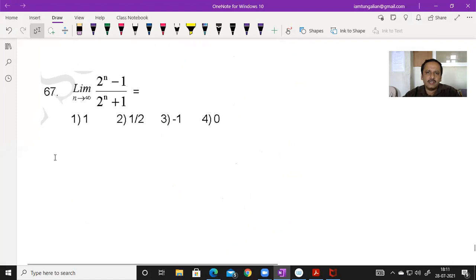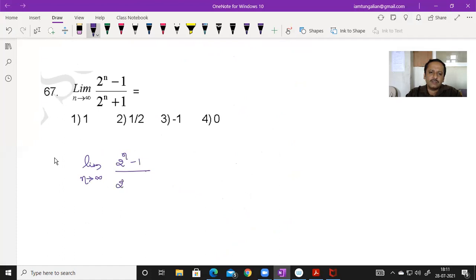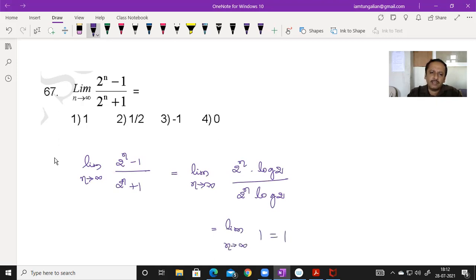Okay, have a look at this. Limit n tends to infinity of (2 power n minus 1) divided by (2 power n plus 1). If I directly apply the limit, I'm going to get infinity by infinity, which is an indeterminate form. So infinity by infinity means you can even go for L'Hospital's rule. If you use L'Hospital's rule, the derivative of 2 power n is 2 power n into log 2, divided by 2 power n into log 2 in the denominator too, everything gets cancelled. So you have limit n tends to infinity 1, which is equal to 1. This is one way of solving the problem.